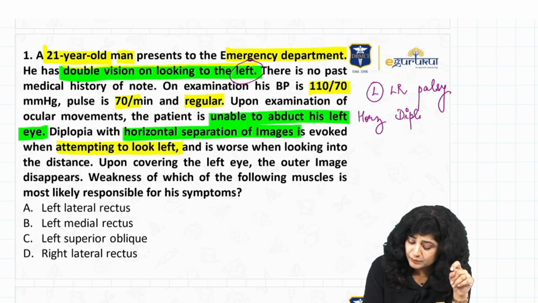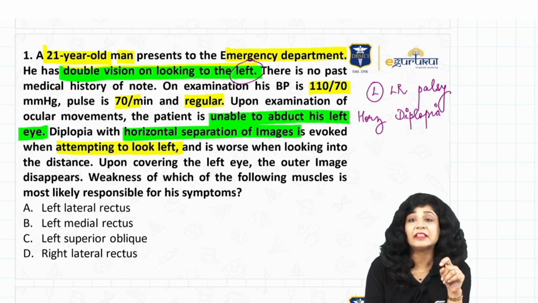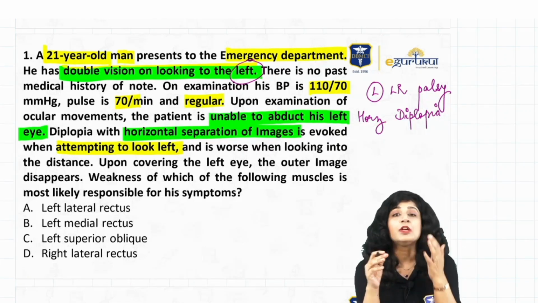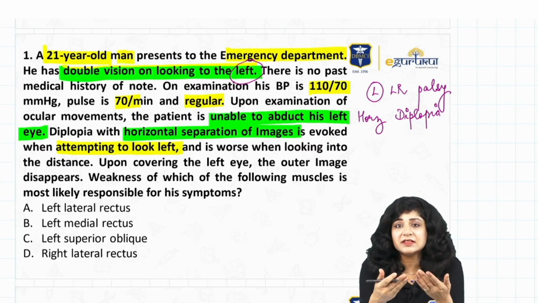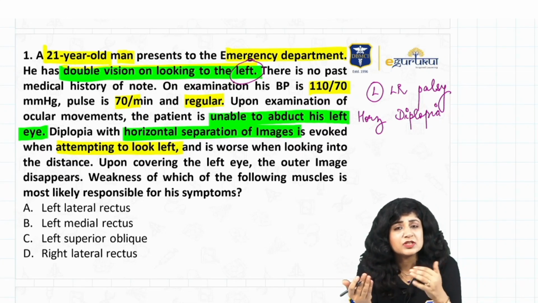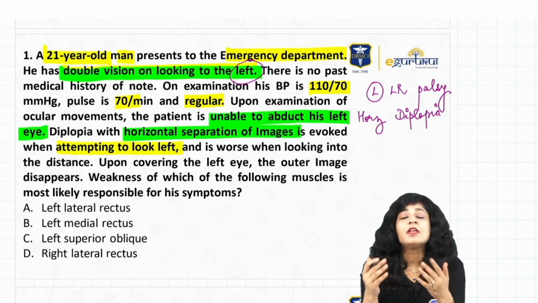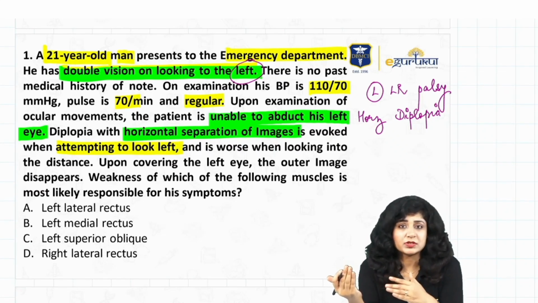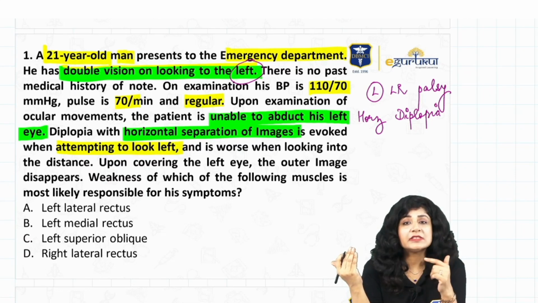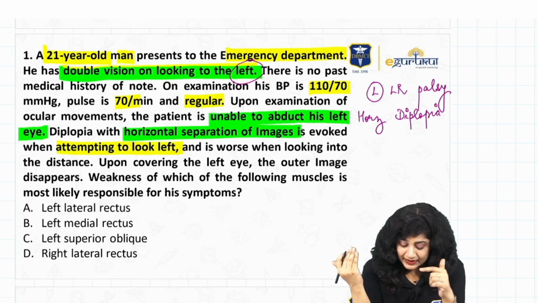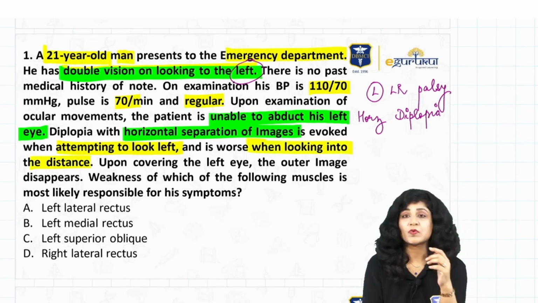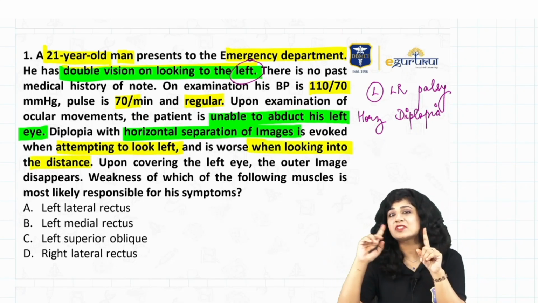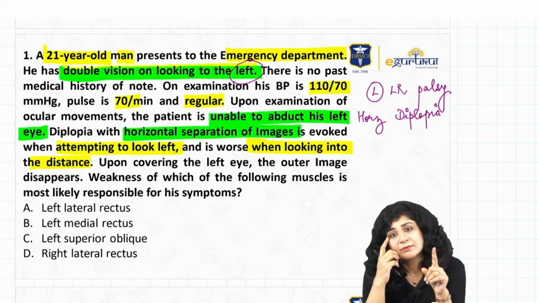See, my aim is not to just tell the answer of these questions. My aim is so that you can understand why we get this answer, and if you get a similar kind of question, maybe not exactly the same, you know how to approach it. So horizontal separation of images, and it is worse when looking at a distance. So when the person is looking towards the left side, which is the paralyzed side, diplopia is increasing.